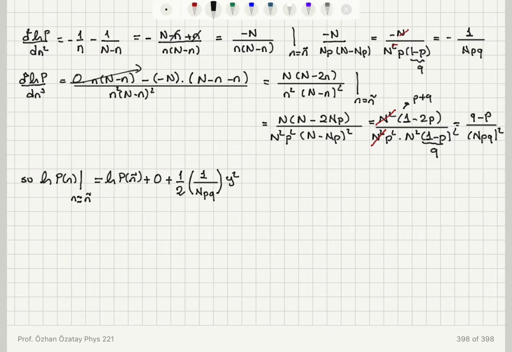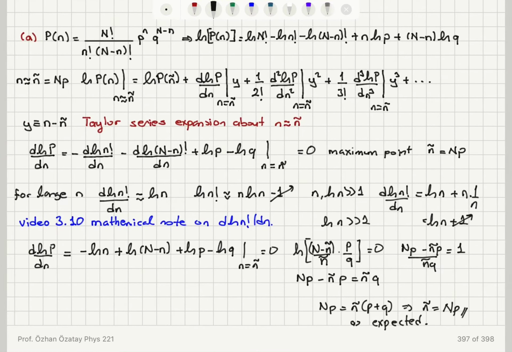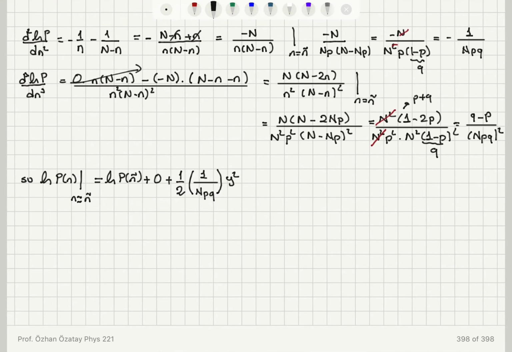times y squared. The third derivative term is 1 over 3 factorial, that's 3 times 2 times 1, so it's 1 over 6. So I have plus 1 over 6, and the third derivative gave me q minus p divided by NPQ squared, times y cube plus other terms.